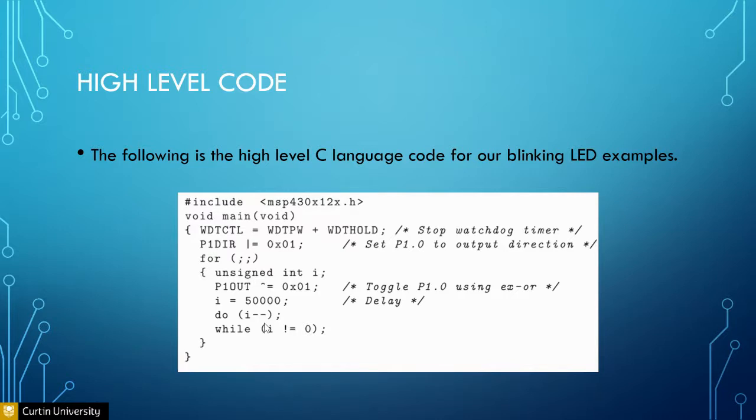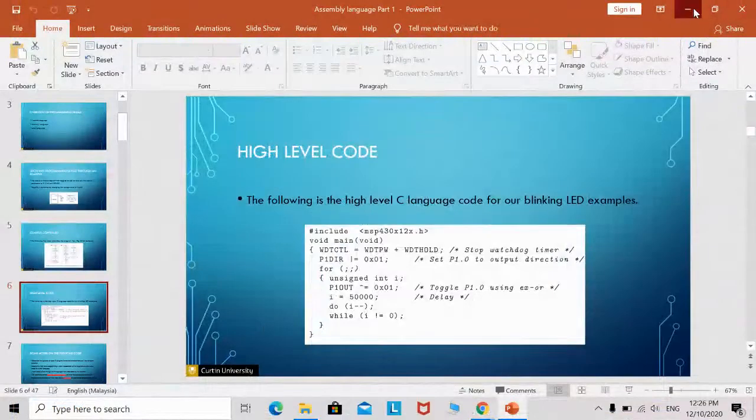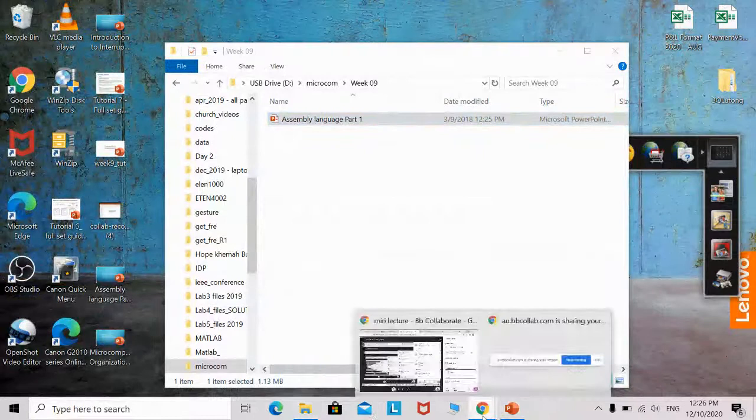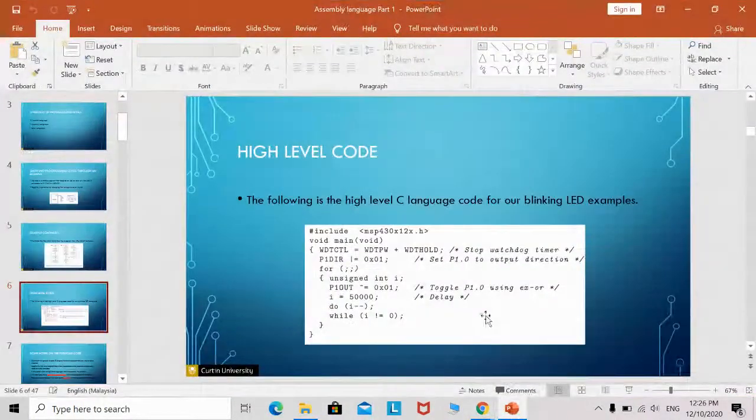Can anyone tell me what you would do? This could very well be an exam question. What would you do to make the LED blink 5 times faster? Can you tell me in the chat room what you would do to make the LED blink 5 times faster? Have a look at this for 1 second. Assume that this is a question. Can anyone answer me?